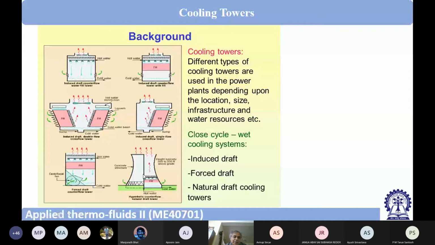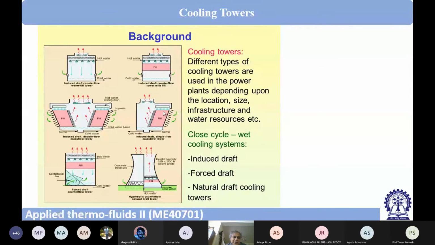And these are all mechanical draft cooling towers. In a mechanical draft cooling tower, a fan can push air through from the bottom, so this is called a forced draft cooling tower. Or a fan, here there is a fan, here there is a fan, here there is a fan, here there is a fan, can draw air through the water, and it is called an induced draft cooling tower. So 1, 2, 3, 4 are induced draft cooling towers. This is a forced draft cooling tower. This is a natural draft cooling tower.